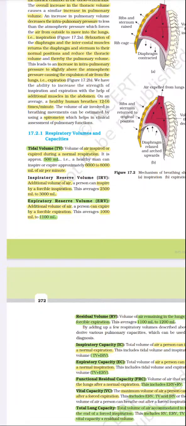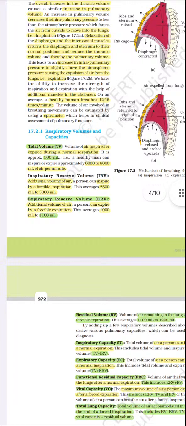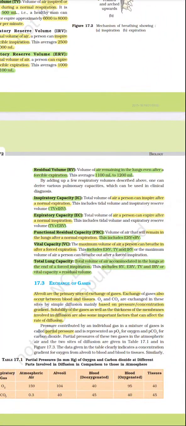Inspiratory reserve volume, IRV. What is IRV? The additional volume of air a person can inspire by a forceful inspiration. The average is 2500 to 3000 milliliters. Expiratory reserve volume, ERV. The additional volume of air a person can expire by a forceful expiration. The average is 1000 to 1100 milliliters. Residual volume, the volume of air remaining in the lungs even after a forceful expiration. The average is 1100 to 1200 milliliters.